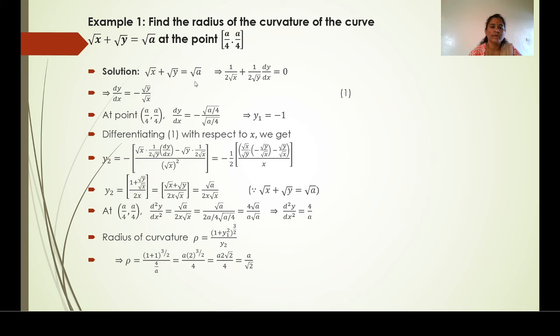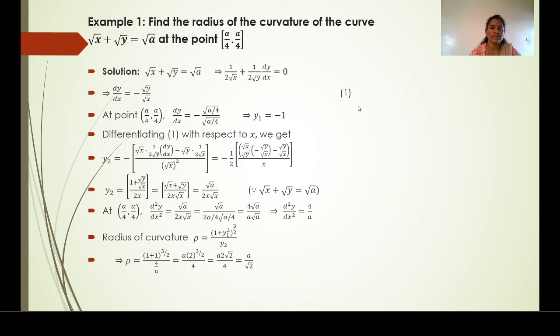Root x plus root y is equal to root a. Differentiate with respect to x, we get 1 by 2 root x plus 1 by 2 root y dy/dx is equal to 0. Then dy/dx is minus root y by root x. At the point, coordinates are given. Put x is equal to a by 4 and y is equal to a by 4. We get y1 is minus 1.